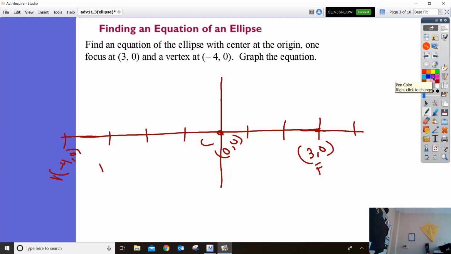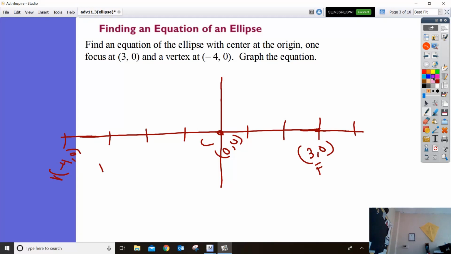That's what's given to you. What else can you figure out with a little common sense? How many foci does this thing have? 2. That's why you say foci. You know one of them. One of them's at 3, 0. Where's the other one?